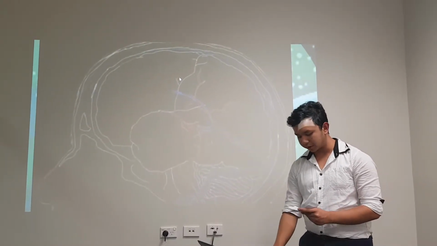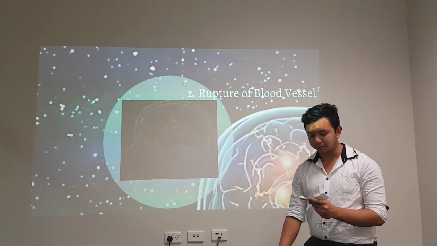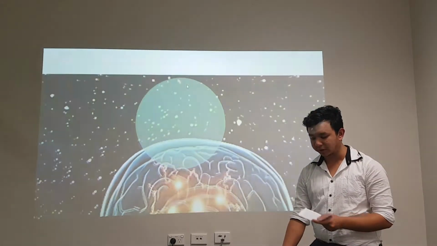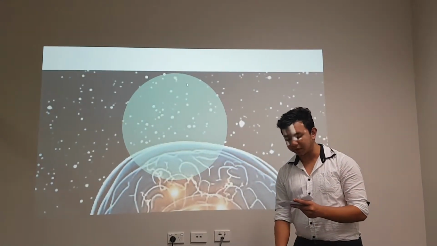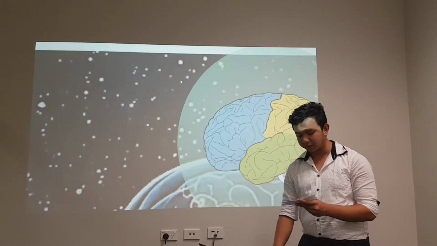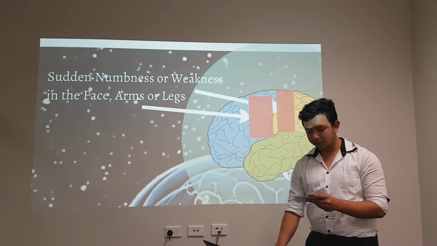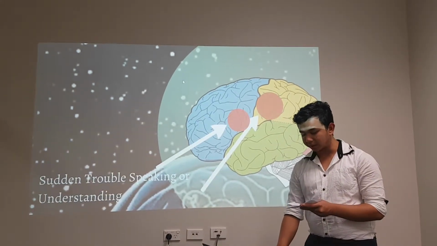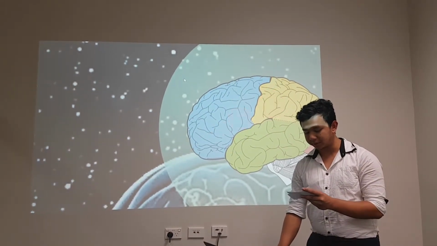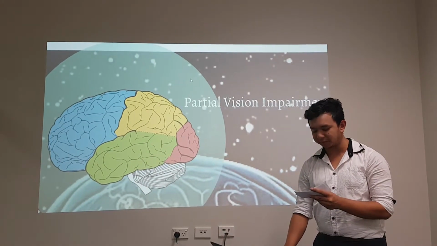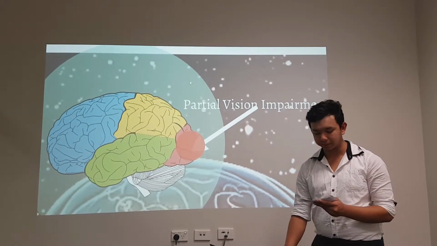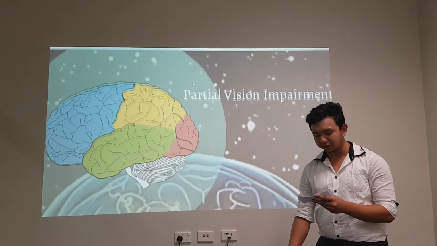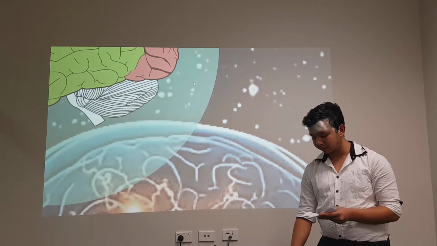Depending on where these strokes occur though, they can produce various symptoms ranging from minor symptoms such as dizziness or balance issues to the extreme, such as death. The most common of these symptoms, however, are sudden numbness or weakness in the face, such as over here, sudden trouble speaking or understanding, as well as various visual impairments, partial or otherwise.